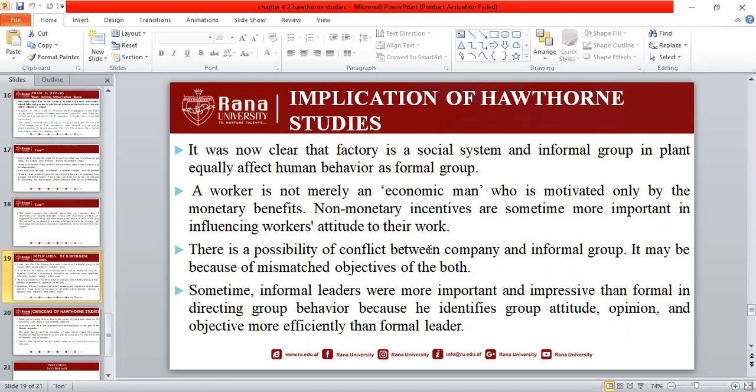Second, by providing facilities. If you want your employees to work productively, you have to provide them facilities. These facilities can bring employee motivation, self-motivation. They will work harder and harder.